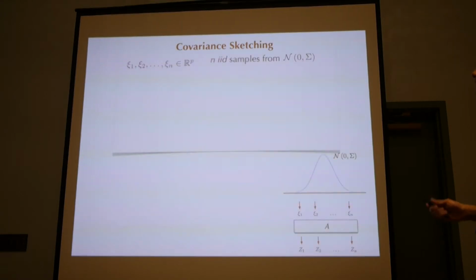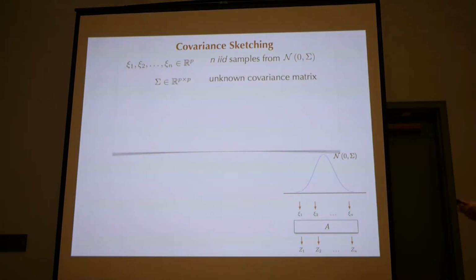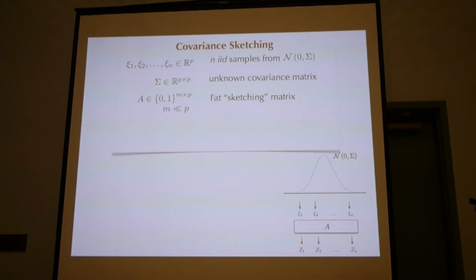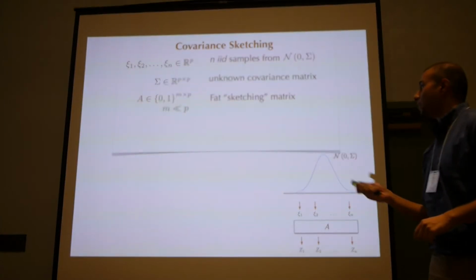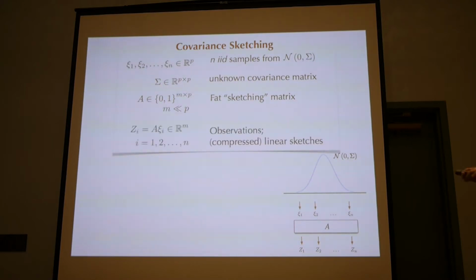What we have here is C1 to Cn, which are samples from a Gaussian with mean 0 and covariance sigma, for simplicity. There's no need for this, it just makes things easier to describe. And sigma is an unknown covariance matrix. I'll describe that in a bit. To sketch, we'll have a fat sketching matrix A, where A is m by p. P is the dimension of these C vectors, and m is much less than p. So you have this fat matrix that takes in these samples and makes them smaller.